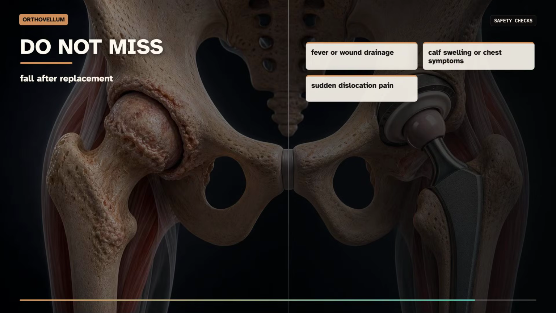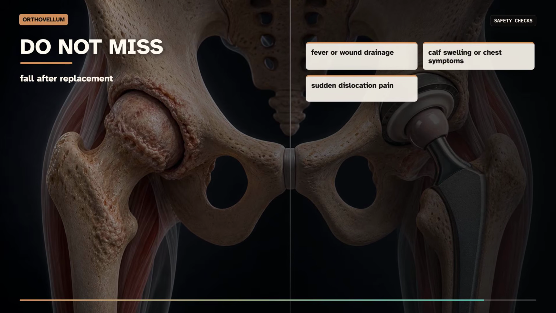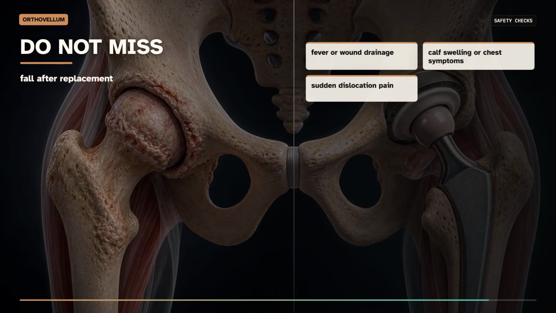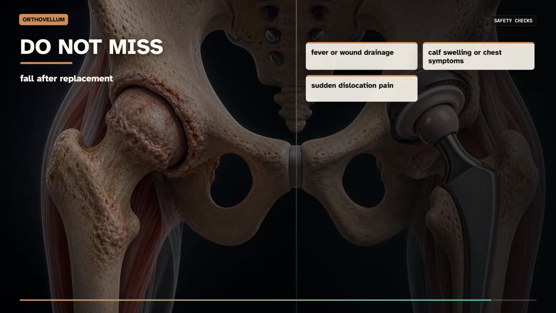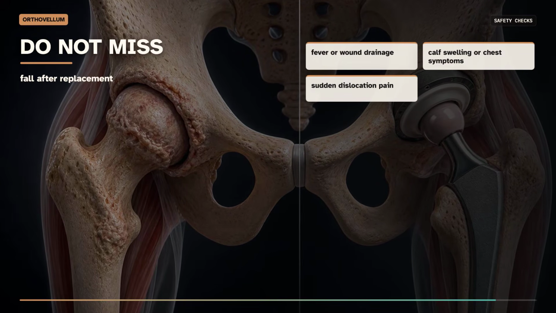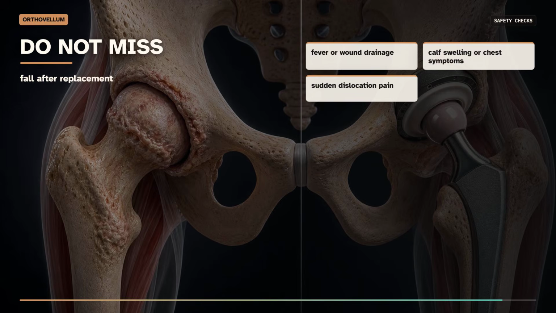Red flags and urgent features include fall after replacement, fever or wound drainage, calf swelling or chest symptoms, sudden dislocation pain. Red flags do not mean panic. They mean the pathway changes, earlier assessment, different imaging, or urgent specialist review. For patients, this is the safety net. For residents, this is how you avoid anchoring on a common diagnosis while missing the dangerous one.